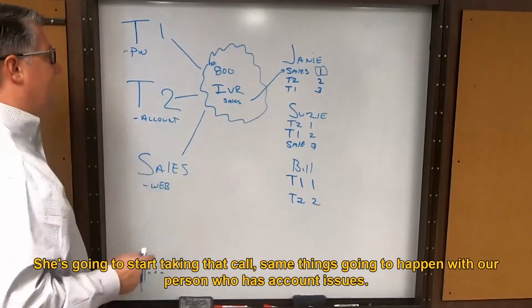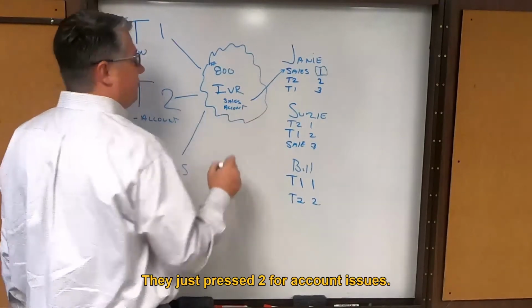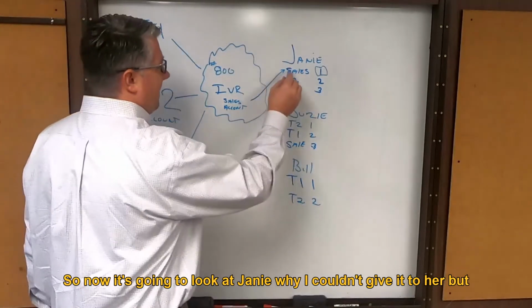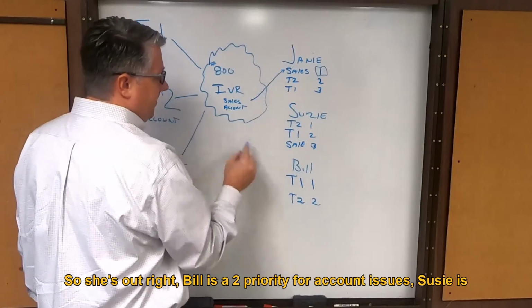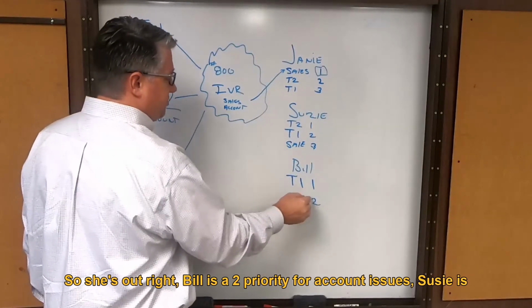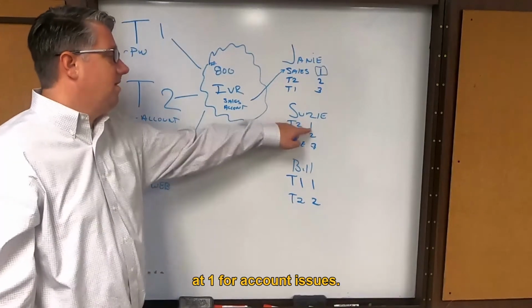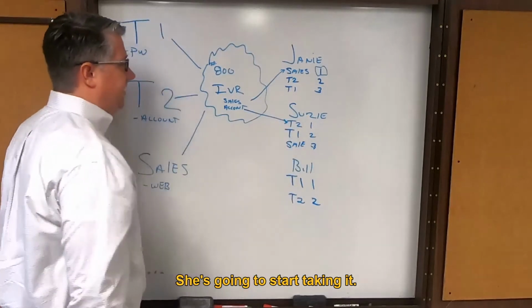All right, same thing's going to happen with our person who has account issues. Right? They just press 2 for account issues. So now it's going to look at Janie. Well, I could give it to her, but she's on a call, so she's out. Right? Bill is a 2 priority for our account issues. Susie is a 1 for our account issues. Susie's going to get that call. She's going to start taking it.